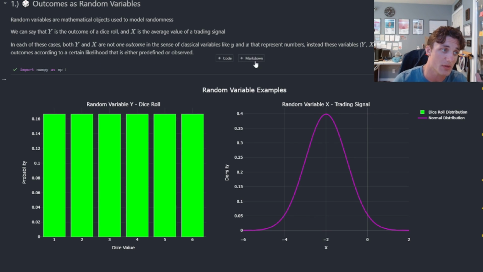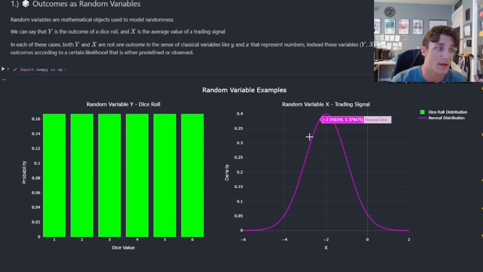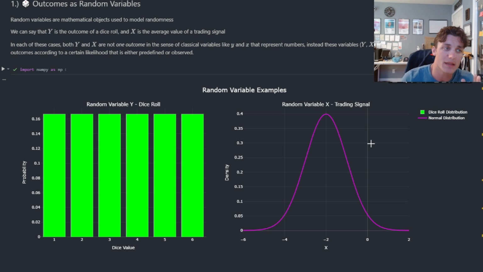And what is a distribution? Well, I have two examples here. One is the average value of our trading signal, and the other is just a dice roll. This is a discrete random variable, and this is a continuous random variable. And these are what we would call the theoretical distributions for x and y. That is, we are certain that the randomness of x and y are governed by this continuous distribution on the right and this discrete distribution on the left.